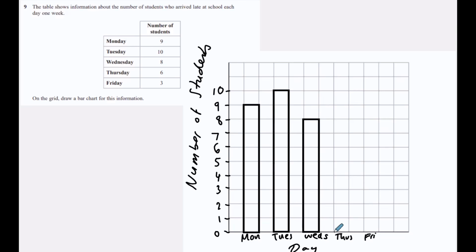Thursday 6. And Friday 3. And there's our bar chart.